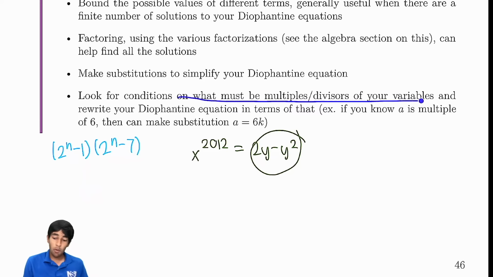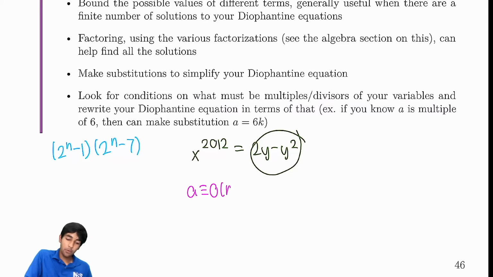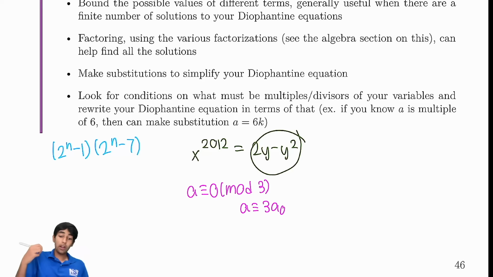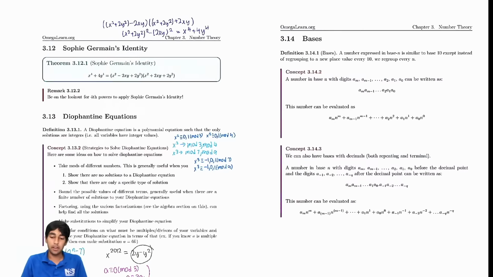And look for conditions on what must be multiples of divisors to rewrite it. So let's say we discover that, okay, A is 0 mod 3 from some problem. Now, it might be helpful to say A is 3A naught. So now we're getting rid of this restriction and seeing what this might give us in our Diophantine. So a good strategy to keep in mind.